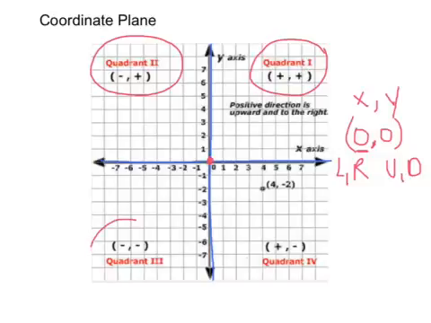Right below that is your quadrant 3. This is where your values are negative and negative for both x and y, and that's because to get to the third quadrant, you have to go to the left and down, which are both your negative ways.